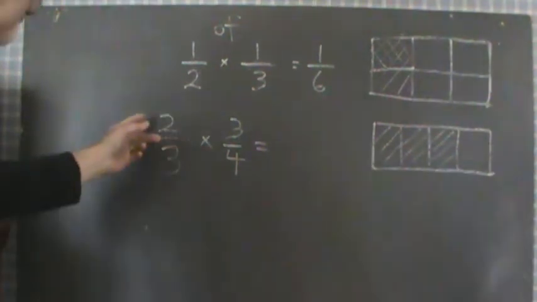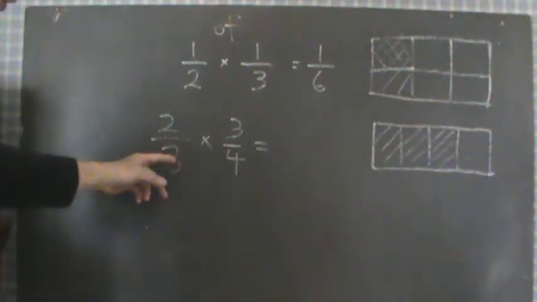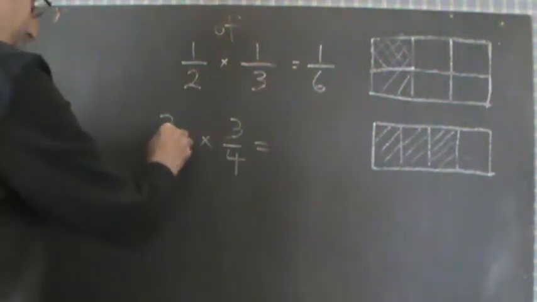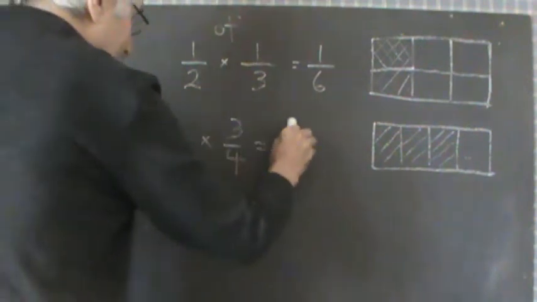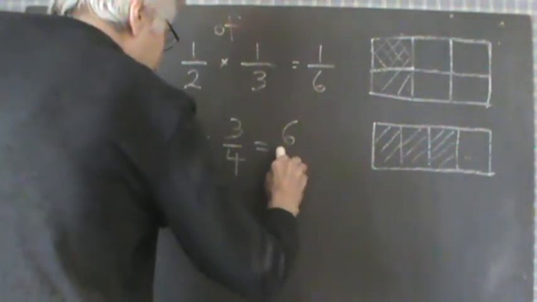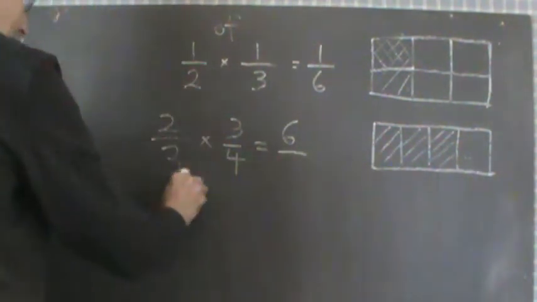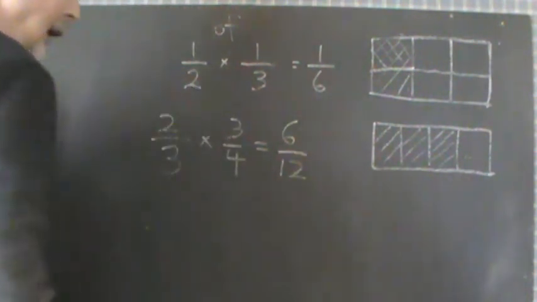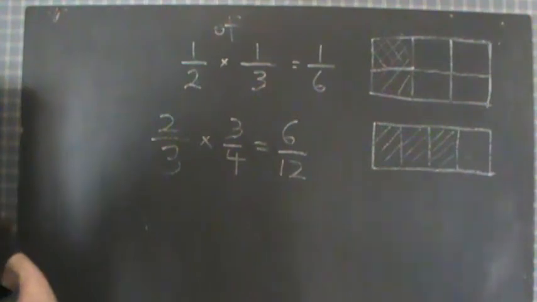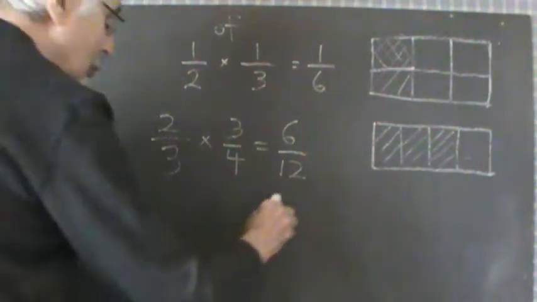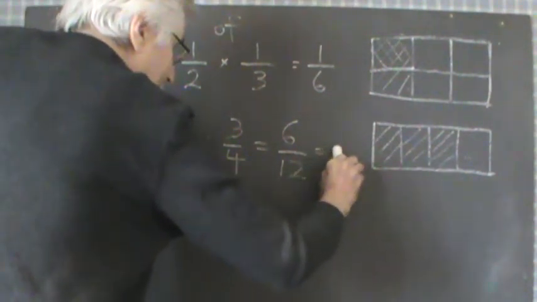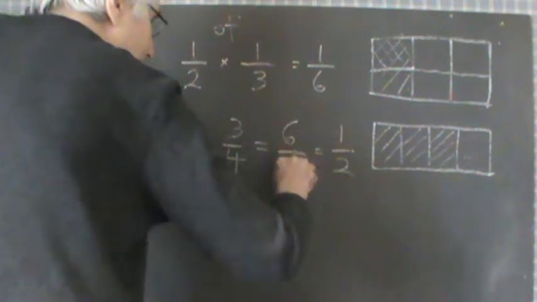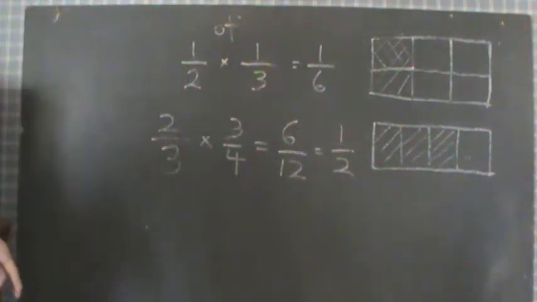Here's another example. I want to look at 2/3 of 3/4. Now, the rule is just multiply the 2 times the 3. That'll give you 6. 3 times the 4 gives me 12. Now, that can be reduced though. We talked about reducing fractions before. That can go down to 1/2 because I can divide the 6 and the 12 by 2.